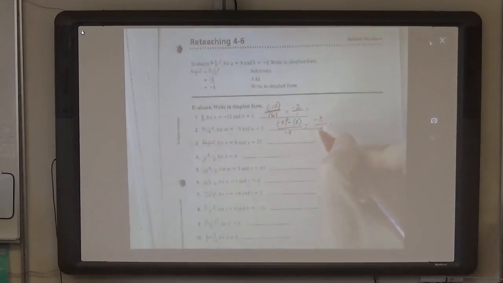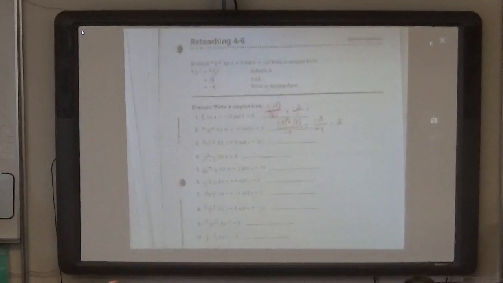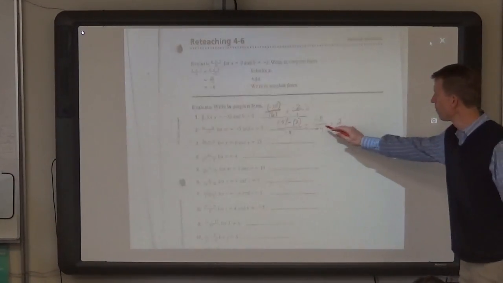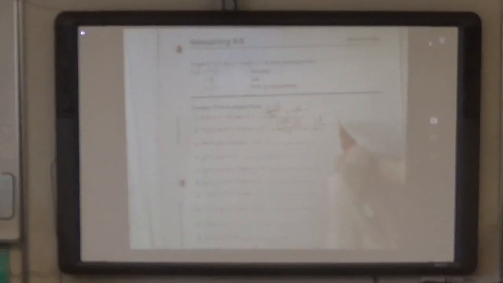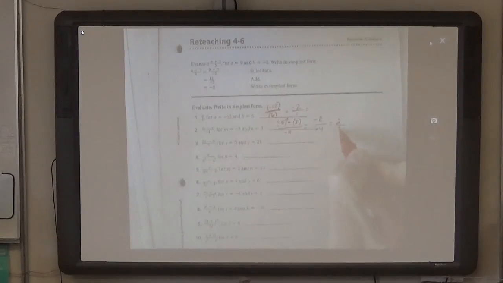Now what? Simplify it to 2. Negative 8 divided by negative 4 is 2. Or, if you wrote 2 over 1, that would be okay too. What's our answer?